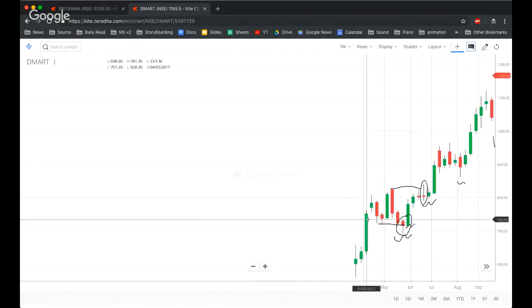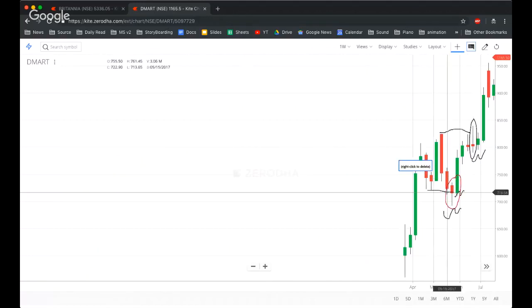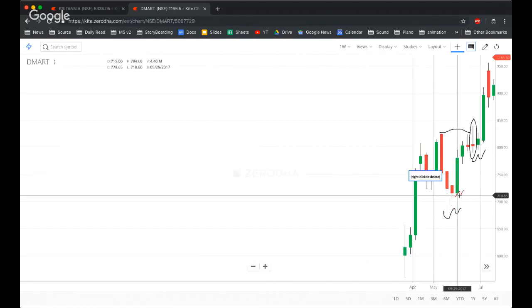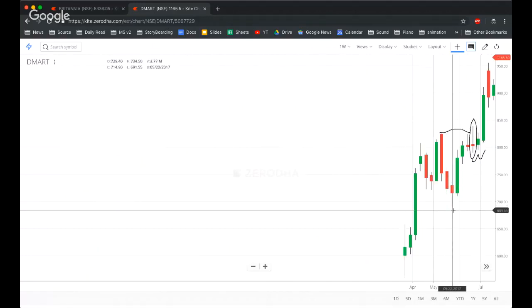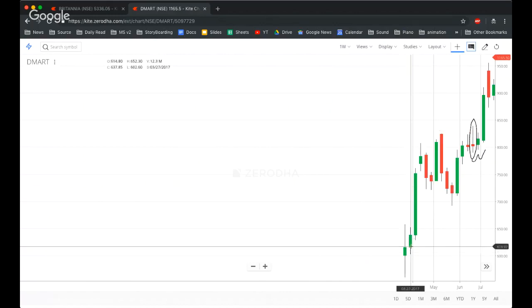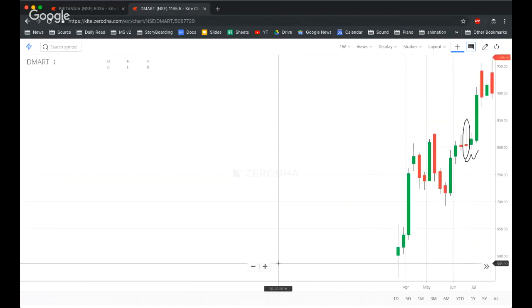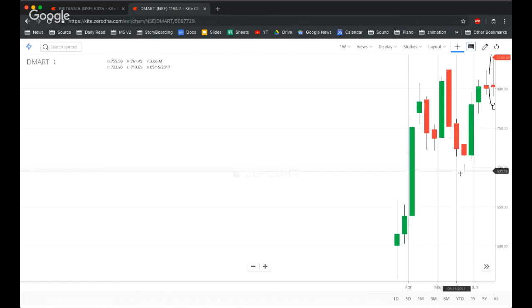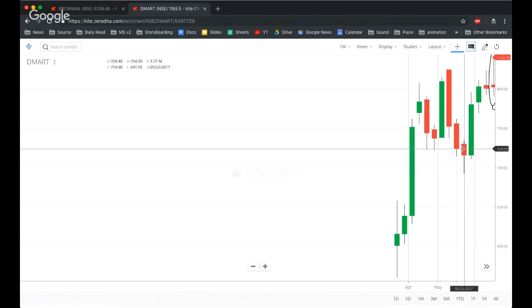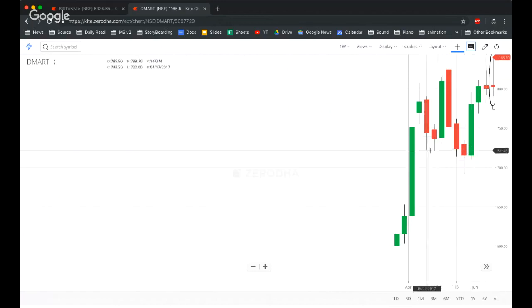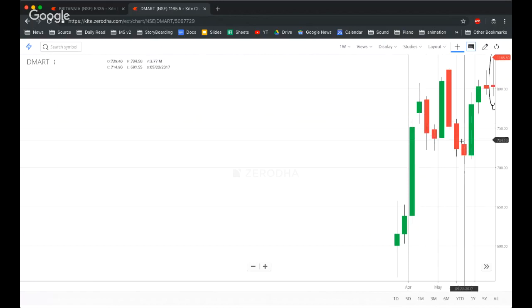Okay, right here. So I'll delete this. So this is what it means. We have a hammer here, right? And the hammer is formed at a swing low. Can you see that? This is a swing low. And at the swing low, we have a hammer.